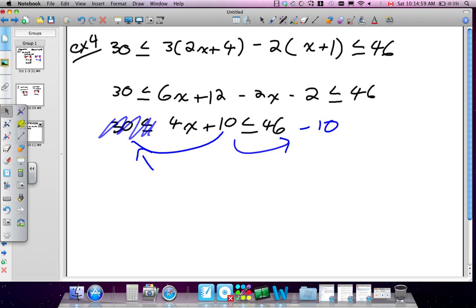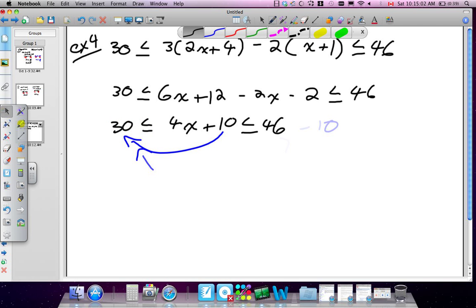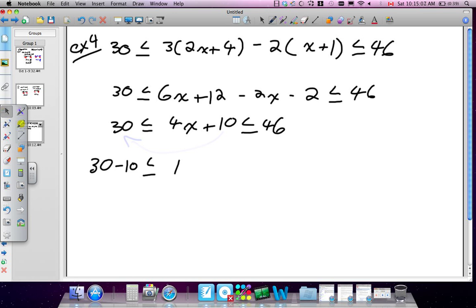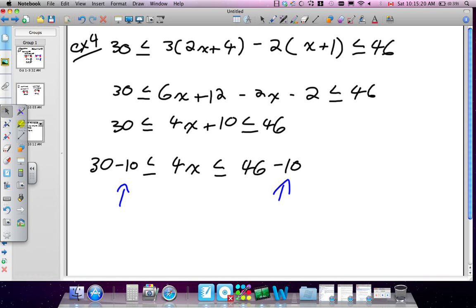So what ends up happening is we have 30 subtract 10 is less than or equal to 4x less than or equal to 46 subtract 10. I had to subtract 10 from the other two sides of the equation. I had to have it done twice. That makes sense? And then finally we end up with 20 is less than or equal to 4x less than or equal to 36.